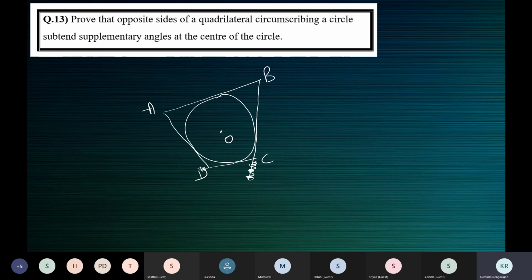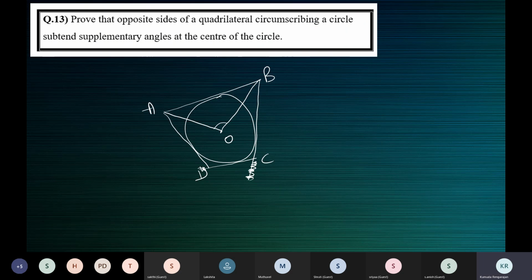AB and CD form one pair of opposite sides. BC and AD form the other pair of opposite sides. We need to prove that the opposite sides subtend supplementary angles at the center. So let us see the angles subtended by the sides at the center. See here, side AB subtends angle AOB at the center.